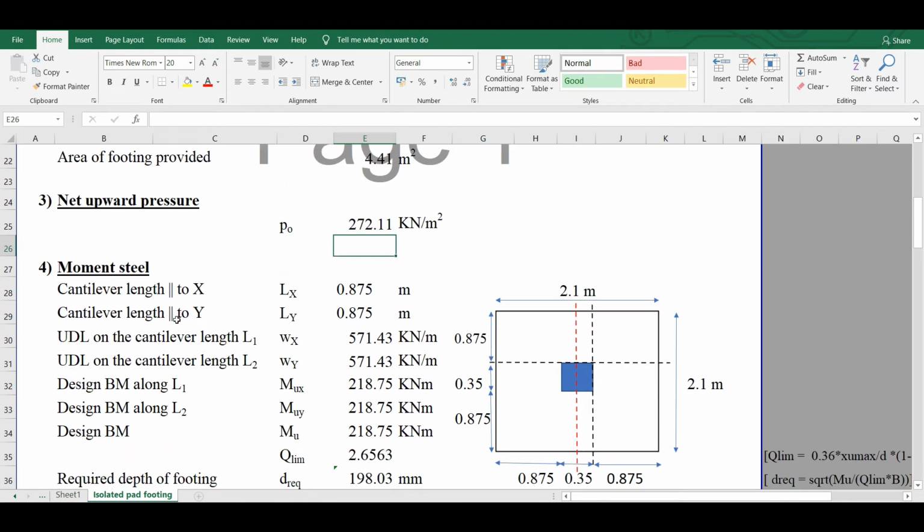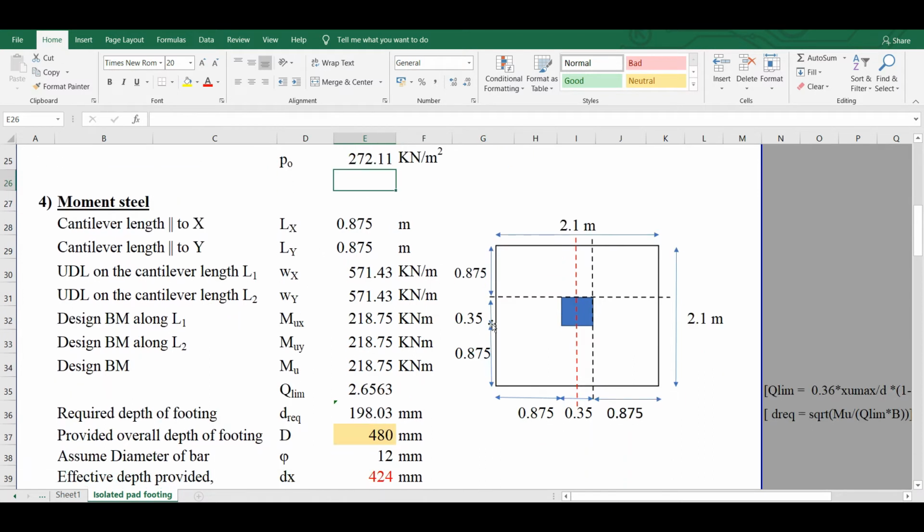So now we will calculate the moment steel in both the directions. But in order to calculate the moment steel, we need the values of bending moments in both the directions. In the case of footings, the design of the footing is similar to that of a cantilever slab. So the maximum bending moment in the case of the footing is at the face of the column. So here at this black dotted line, the bending moment will be maximum.